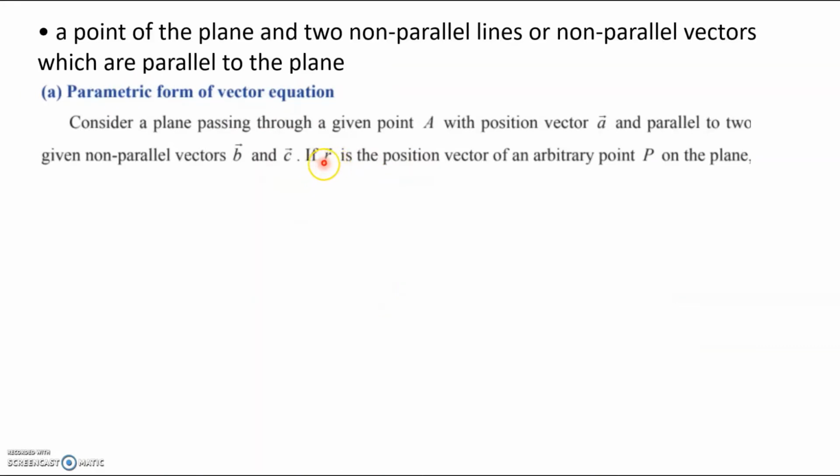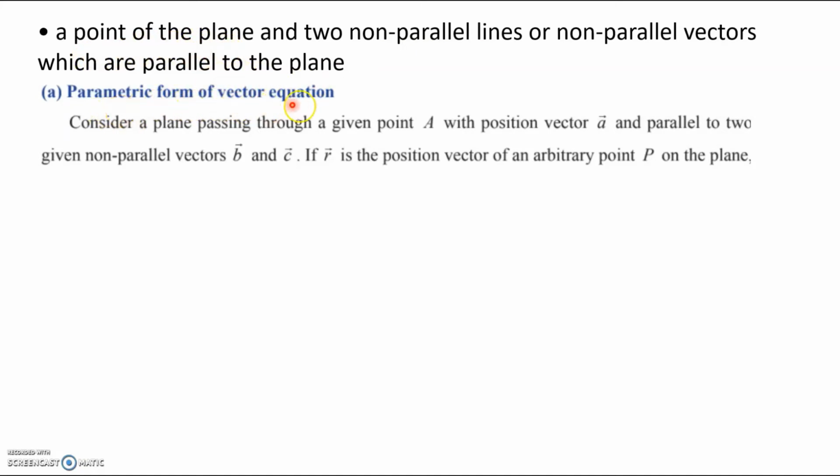The next scenario that we'll be looking at is how to find the equation of the plane when you're given a point of the plane and two non-parallel lines or non-parallel vectors which are parallel to the plane. So the two vectors that you have are non-parallel, but they are parallel to the plane, and you're also given a point of the plane.